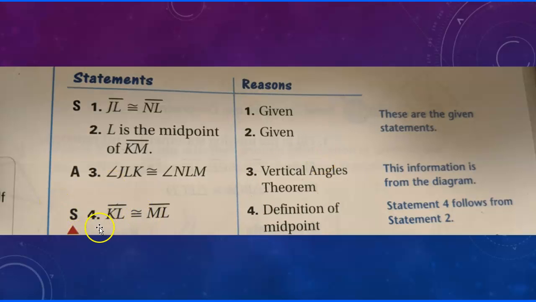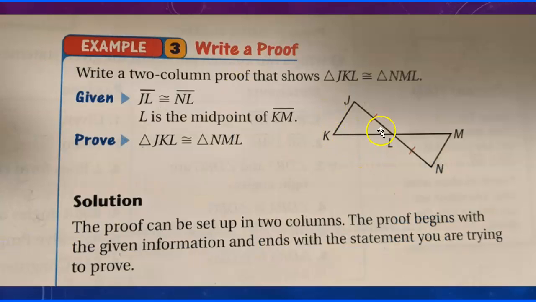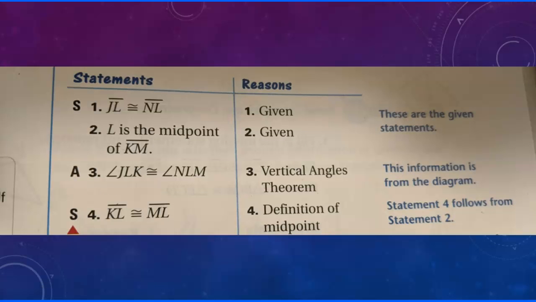Now let's go to the next one. We've already talked about this, but KL is congruent to ML. Here it is, KL congruent to ML. And that's because we know that L is the midpoint. That's going to make those equal.